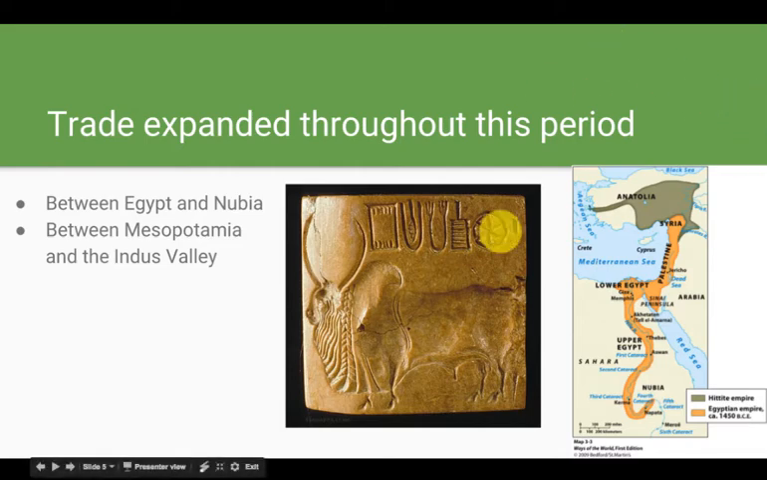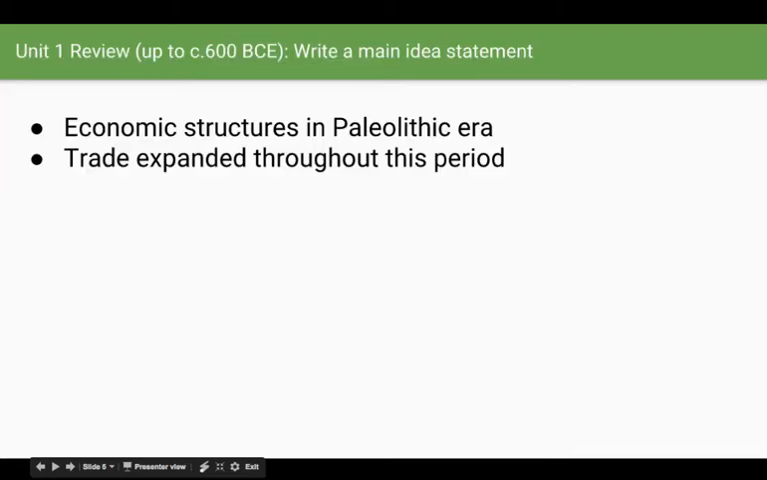Remember, the Egyptian civilization is centered up here around the Nile, and Nubia is farther up the Nile. And then over here in the Middle East between Mesopotamia and the Indus River Valley, which are the societies in this direction in what is present-day India. So go ahead and write a main idea statement for Unit 1, just based on these two bullets.